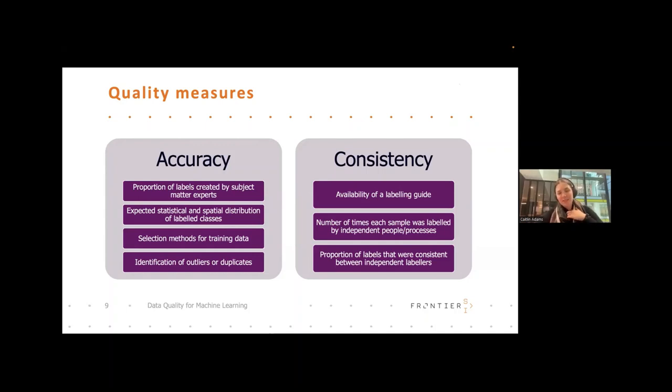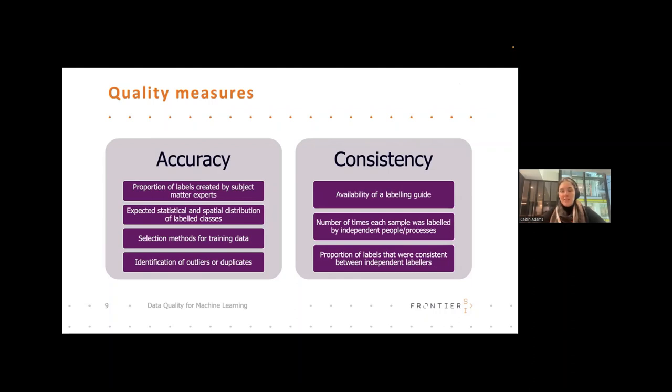And that kind of comes into this point about consistency. So how confident are you that when your labeling process said that this sample was this particular species, that that's actually true? One of the things that can be useful here, if things were being digitized from imagery, is whether there is a guide that people use to come up with consistent definitions and classifications. That's the more qualitative side of it.